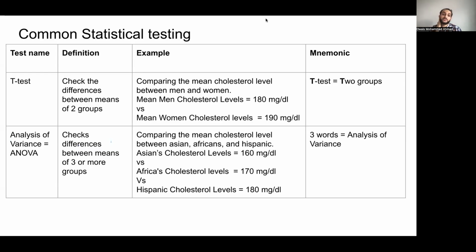ANOVA, analysis of variance, checks the difference between 3 or more groups. So we're checking the mean cholesterol level between 3 ethnic groups: Asians, Africans, Hispanics. The Asian cholesterol level is 160 milligrams per deciliter, Africans 170, and Hispanics 180. And 3 words: analysis of variance. That's a way you can learn analysis of variance. So you have 3 groups or more.